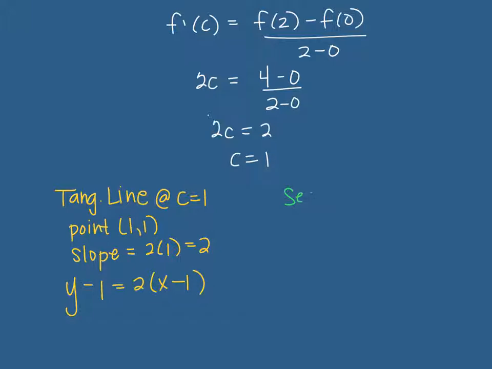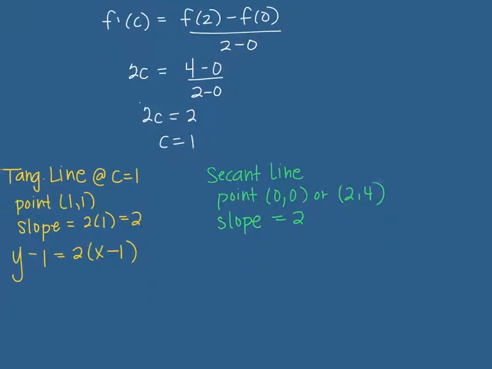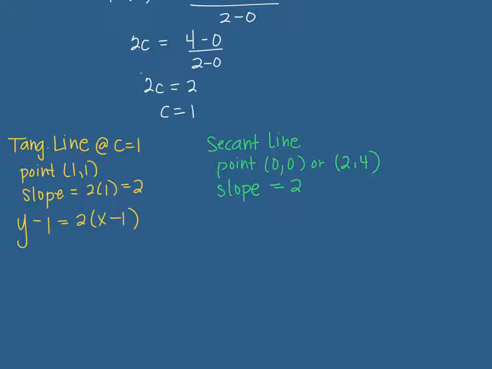My secant line will go through either the point 0, 0 or 2, 4, either one. You'll get the same thing either way. The slope will also be 2. Which means that the secant line works out to be y minus 0 equals 2 times x minus 0, or simply y equals 2x.